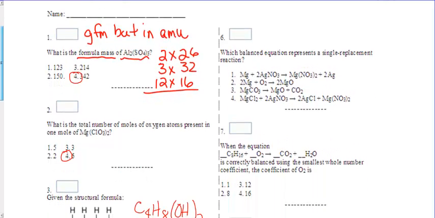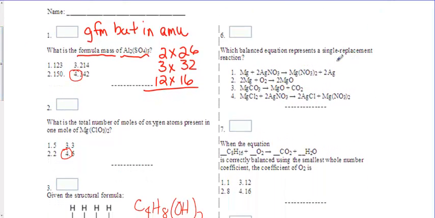Going back up, number 6, which balanced equation represents a single replacement reaction? So it's balanced, that's great, they're not asking us to do that, and we have to look for single replacement. So one element is by itself on the left, and a new element is by itself on the right. So let's look, I have magnesium and silver nitrate, and now on this side I have magnesium nitrate and silver by itself. I'm going to stop there because that shows me that magnesium was replaced with the silver, and now silver is by itself.